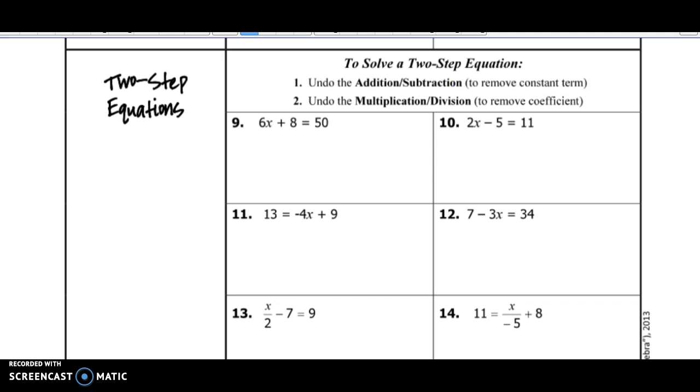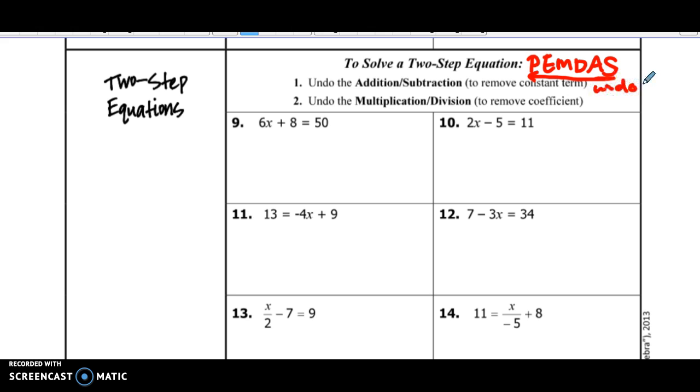So remember, when we are simplifying expressions like we did last topic, we follow PEMDAS. We simplify parentheses, exponents, multiplication and division, and then addition, subtraction. But when we are undoing or doing inverse operations, we're actually going to go backwards through the order of operations. So first, I will be undoing addition, subtraction before I undo multiplication, division.